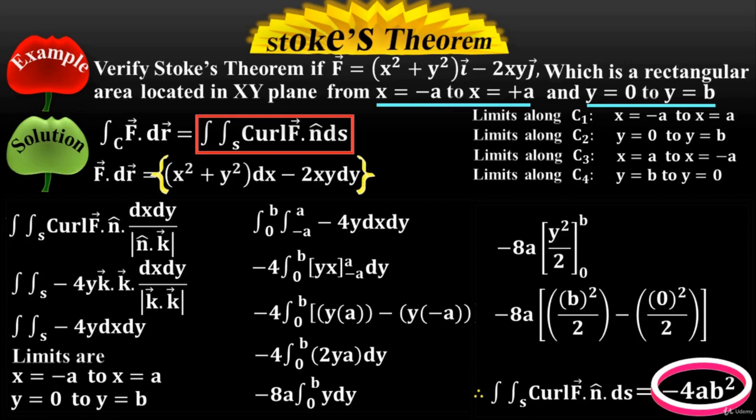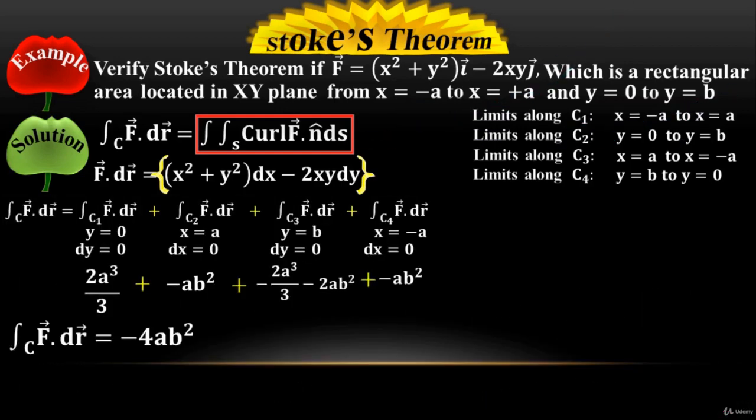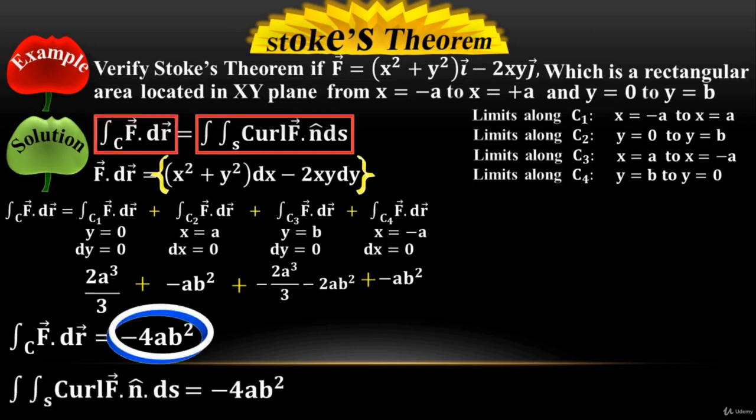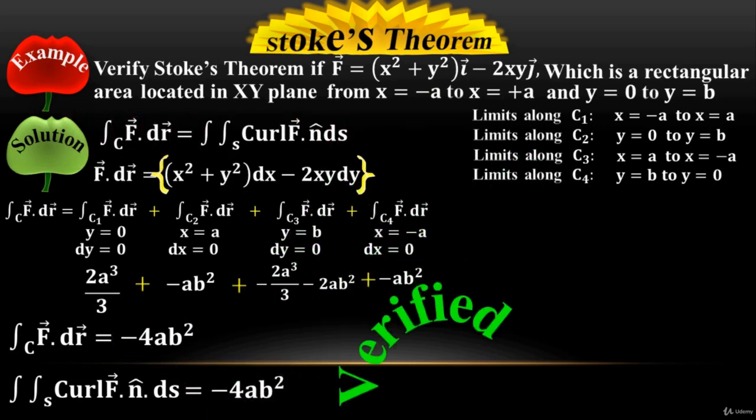And it's exactly the same value as I calculated for the line integration on the left side. Remember. So I can see that the left side, which is minus 4a times b squared, equals the right side, which is also minus 4a times b squared. So therefore I can say that Stokes' theorem has been verified.